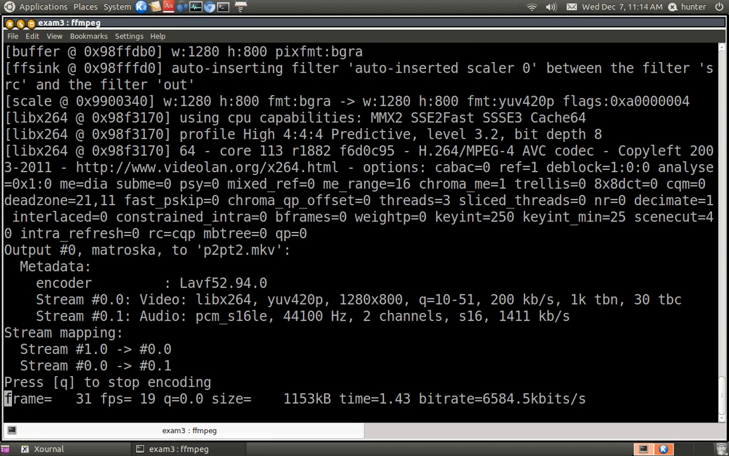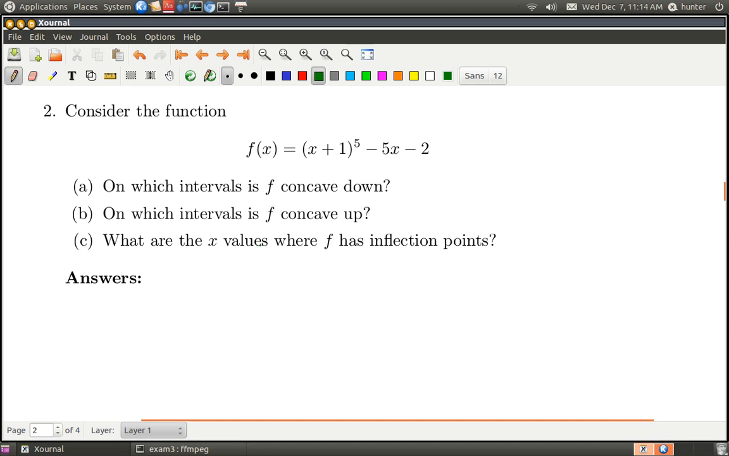Now we're going to do a question that is about concavity and inflection points. So here is the function. Kind of like last time, it's just a polynomial, very nice. And so what is the rule that we're going to use to figure these things out? Kind of similar to what we did last time, on which intervals is f concave down?